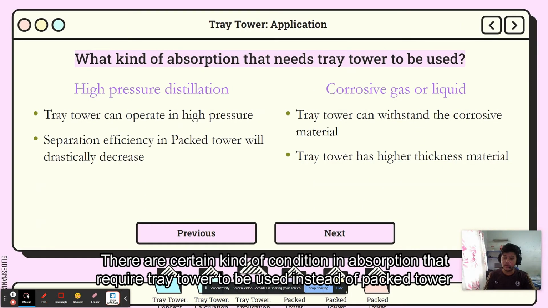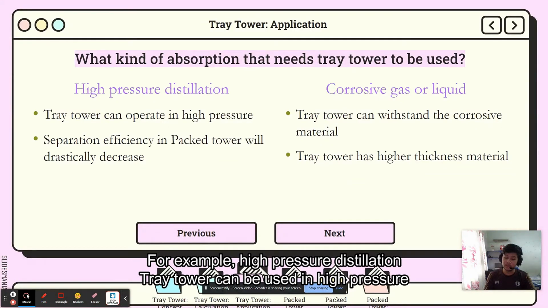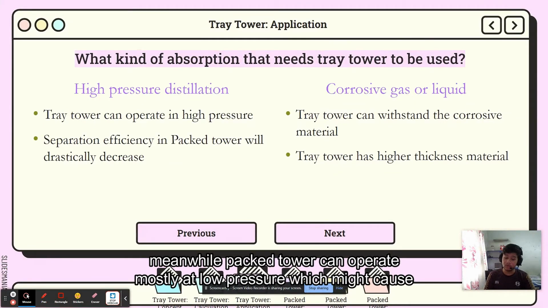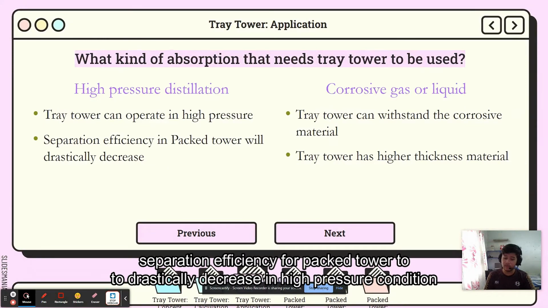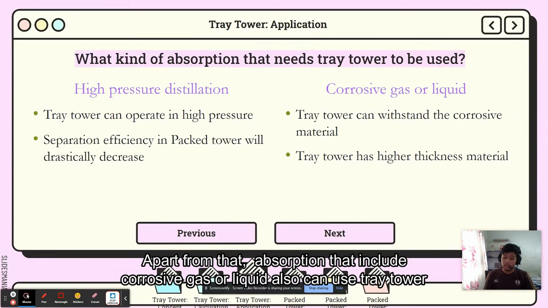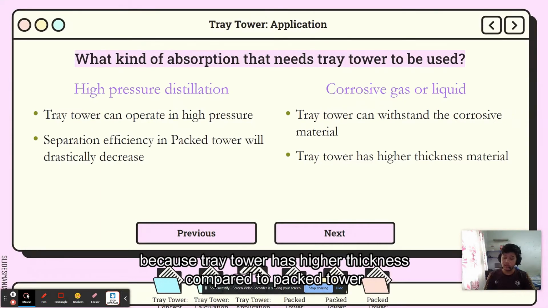There are certain conditions in absorption that require tray tower to be used instead of packed tower. For example, high pressure distillation. Tray tower can be used in high pressure, meanwhile packed tower operates smoothly at low pressure, which might cause separation efficiency for packed tower to drastically decrease in high pressure conditions. Apart from that, absorption that includes corrosive gas or liquid can also use tray tower because tray tower has higher thickness material compared to packed tower.